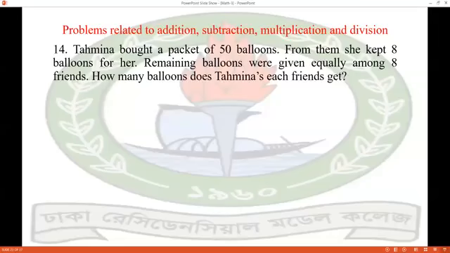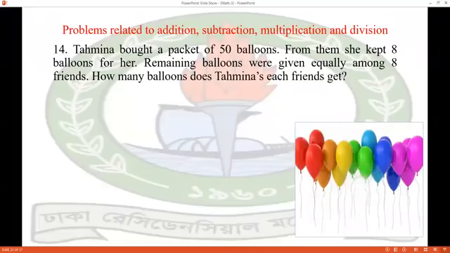number 14. Tahmina bought a packet of 50 balloons. From them, she kept 8 balloons for herself. The remaining balloons were given equally among the 8 friends. How many balloons does each of Tahmina's friends get?